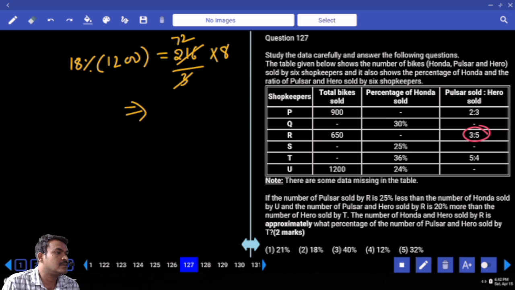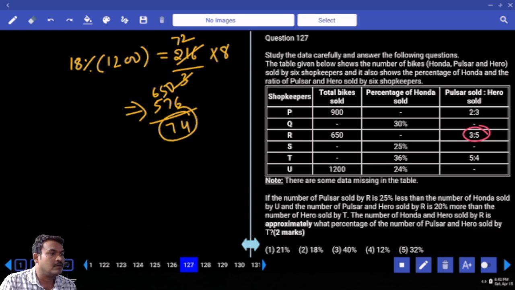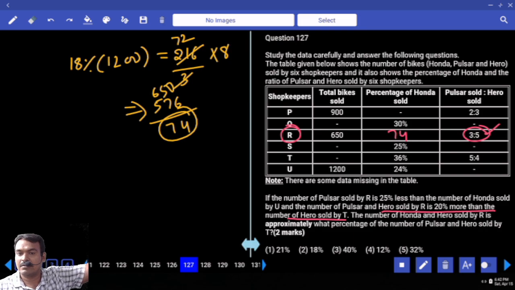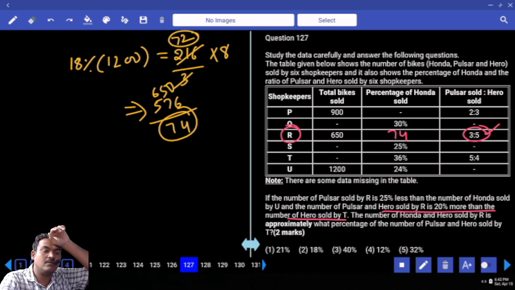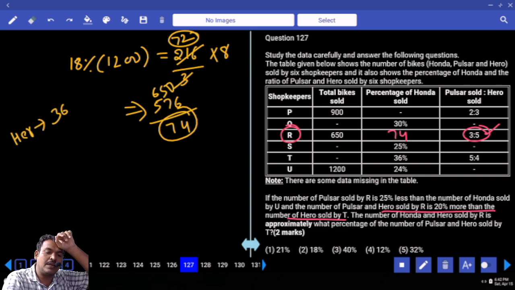560 plus 16, 576. Out of 650 we are subtracting 576. What is the remaining? 10 minus 6, 4 and 64. 74. That 74 is which one? Honda, shopkeeper R. But Hero sold by R is 20% more than which one? Hero sold by T. And already Hero is how many parts? 5 parts. What is the 1 part value? 72. Hero is 5 parts, means it is 360.